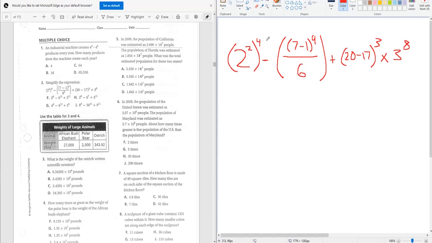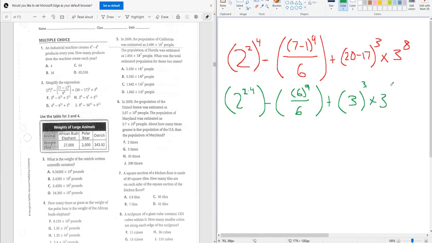Now, an exponent to an exponent pretty much just means multiplication. So this is 2 to the 2 times 4. That's what an exponent to an exponent means. You need to multiply. Minus 7 minus 1 is 6. So this is 6 to the 9 over 6 plus 20 minus 17 is 3, so 3 to the 3 times 3 to the 8. Okay, so the parenthesis is done.